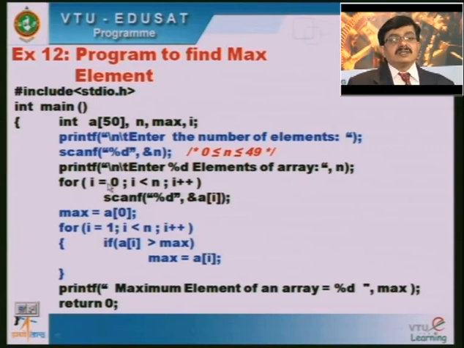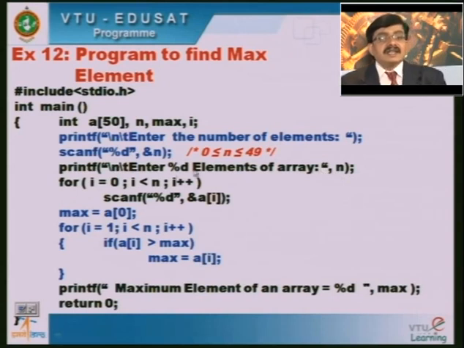So using the for loop construct, printf "Enter %d elements of an array". Here %d will be replaced with n. If I have entered 5 elements, then "Enter 5 elements of an array" would be the statement. And if I have entered n value as 10, then "Enter 10 elements of an array" would be the printf outcome. Then for i equal to 0, i less than n, i plus plus, I will be reading all the 10 elements of an array here.